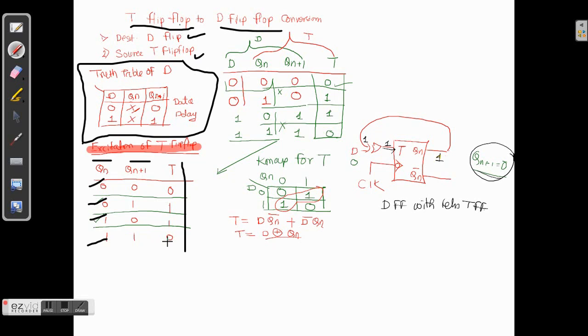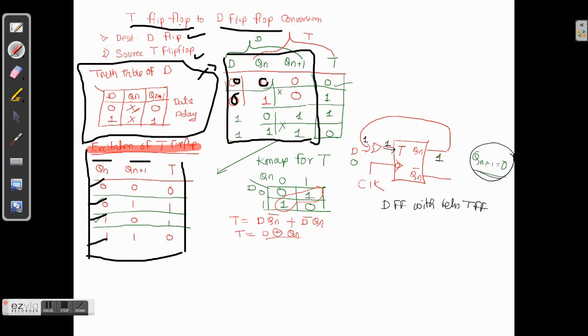So by making use of these two points, the truth table and the excitation table, we are going to convert T flip-flop into the D flip-flop. For that, the first part is that we have to extend the D flip-flop truth table. In this case, we have extended the D flip-flop truth table. We have used the present state values of D: if D is equal to 0, then we have two values of present state, 0 and 1. If D is equal to 1, we have present state values 0 and 1.